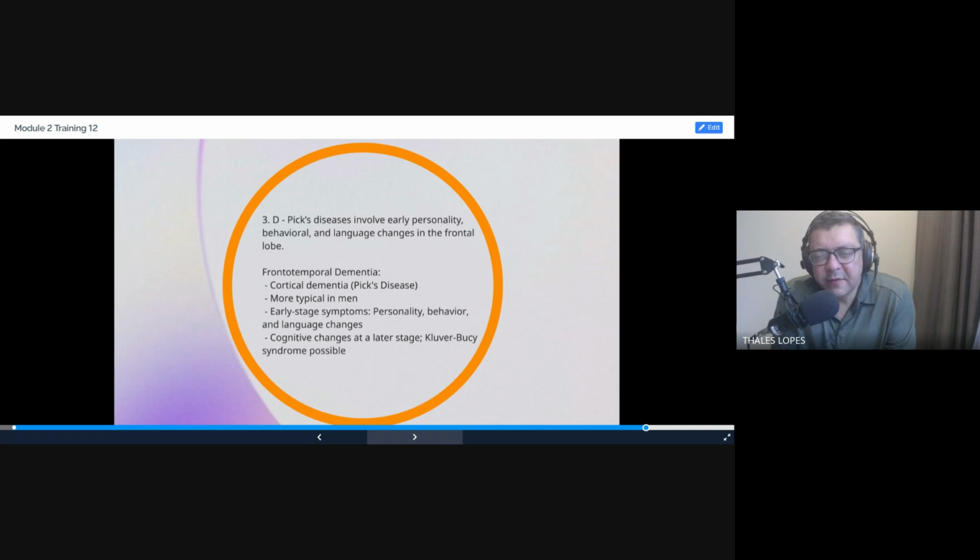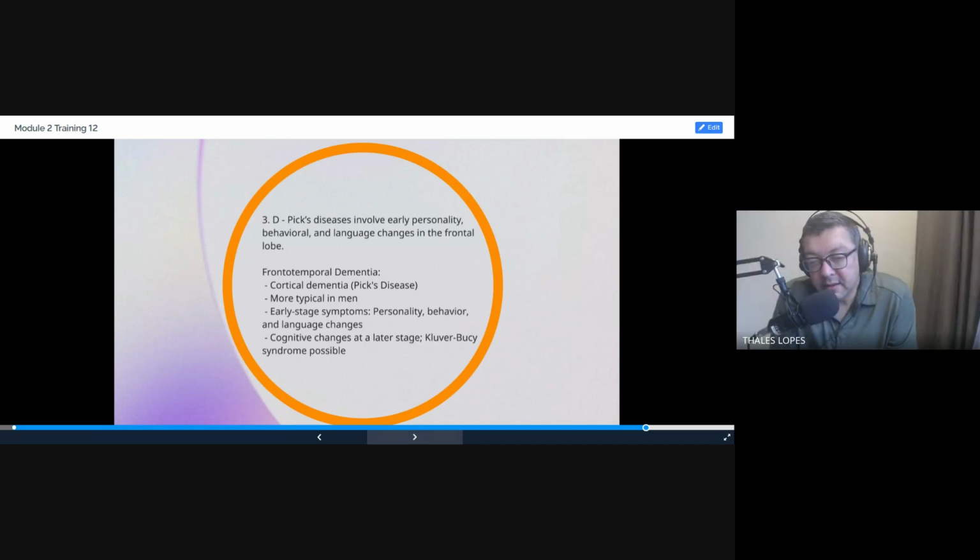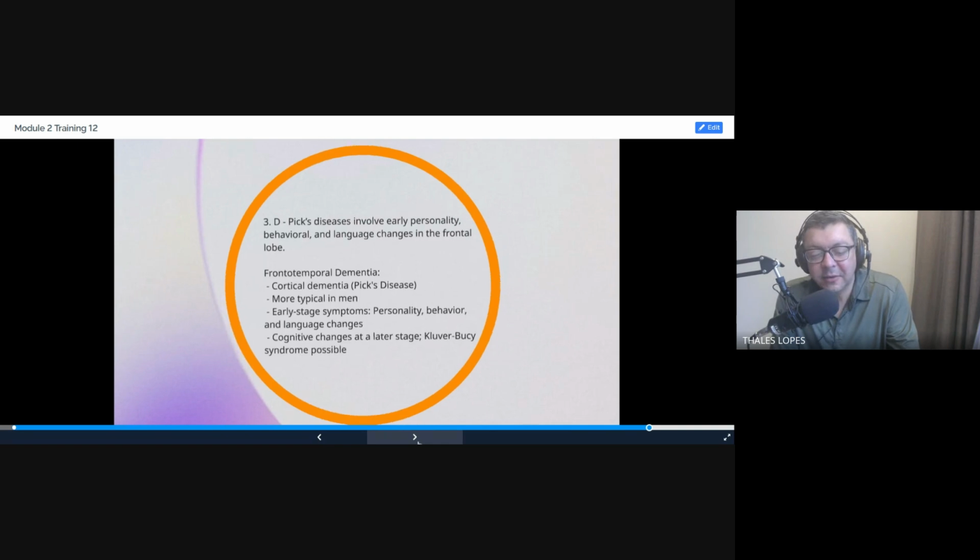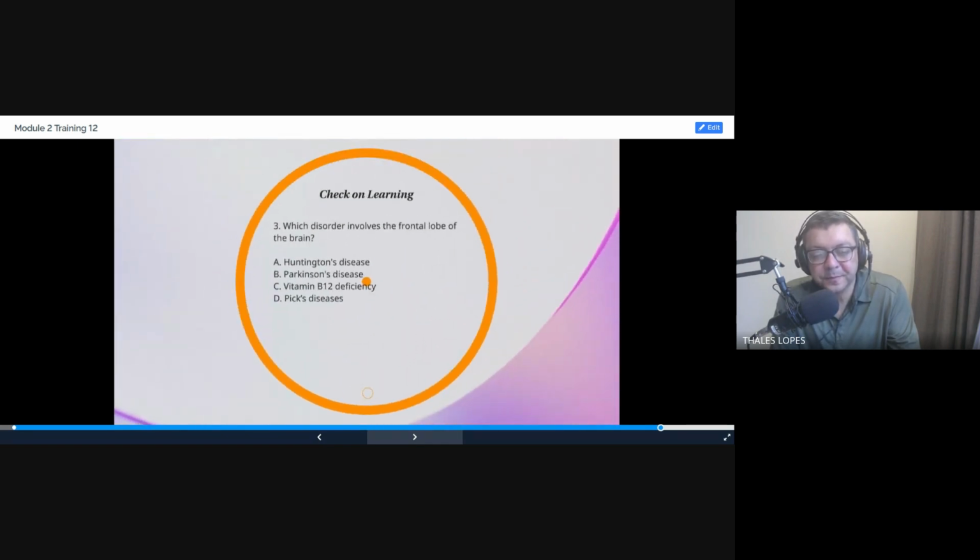So yeah, Pick's disease involves our early personality, right? So it's frontal personality. Every time you hear frontal, think about personality, okay? Behavior change, language changes in the frontal lobe, right? So Pick's movements, okay? And this one has early stage symptoms, personality change, cognitive change later, and then there's this weird, well, Bruce, I want you to look it up on YouTube. It's fascinating, okay? You'll always remember.